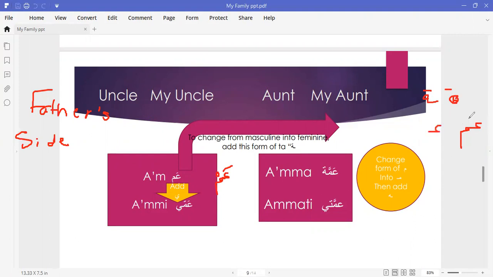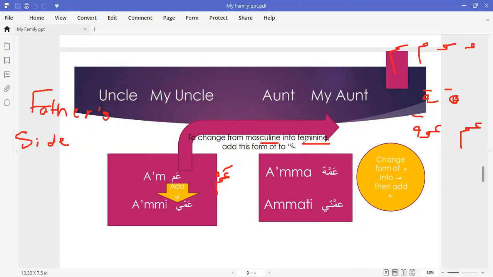Okay. Can we use this ma? These are the forms of letter ma: ma at the beginning, ma at the middle, and ma at the end. This ma is separated, this ma is connected, okay? Now, this ma has to be in the middle because we are going to add ta marbuta. We add this form, guys. So I make a circle, okay? And then what do I use? I use this. It becomes amma, okay? Now, amma, I added ta marbuta. I change here from masculine into feminine.